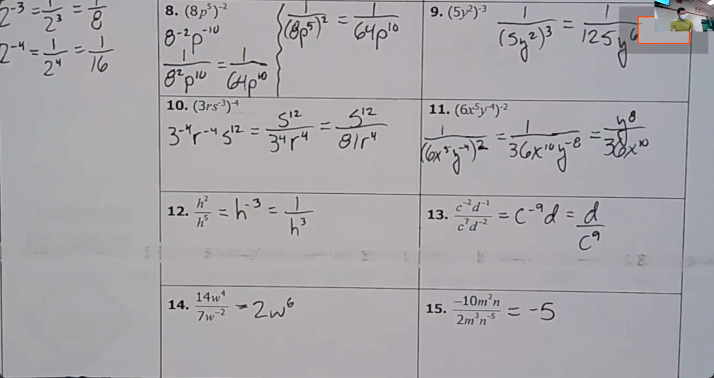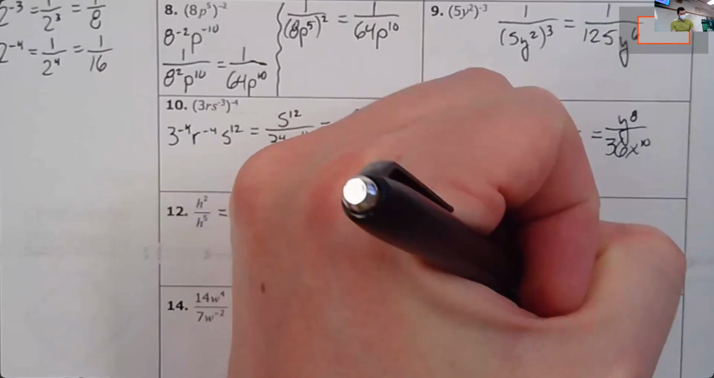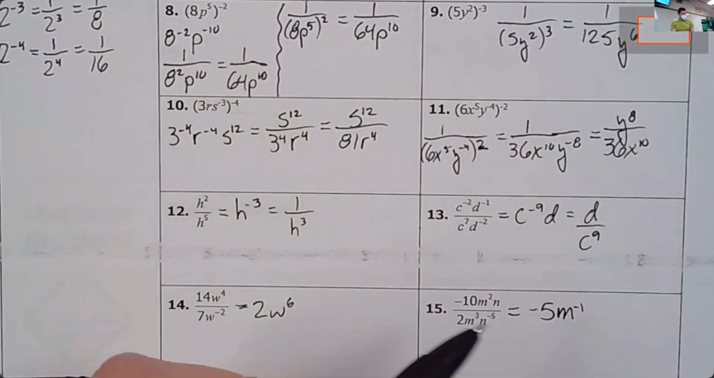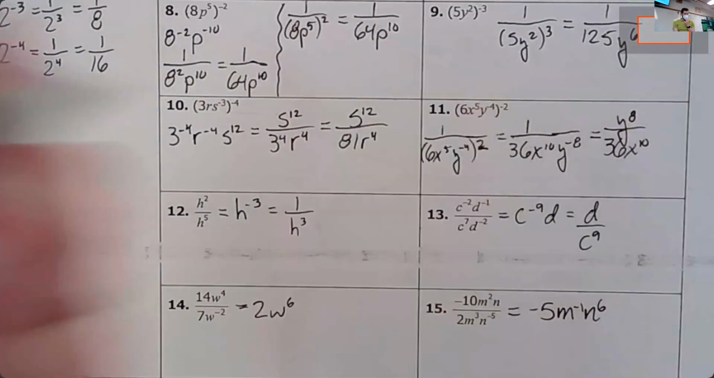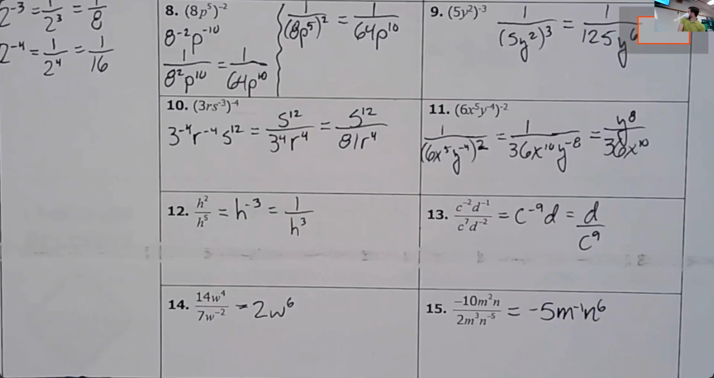And then subtract our exponents. 2 minus 3, what does that equal? Negative 1, so m to the negative 1. And then 1 minus negative 5. Positive 6, good. So after our first step here, using the quotient rule, we get negative 5, m to the negative 1, n to the 6th power.